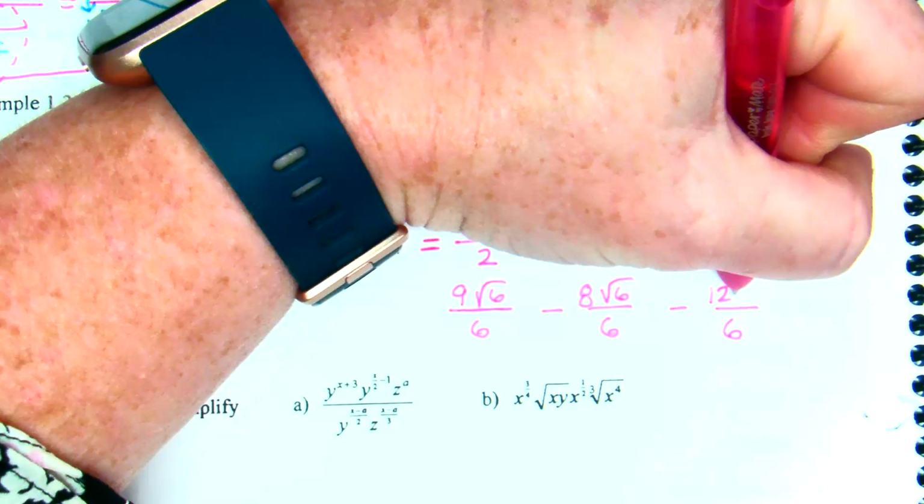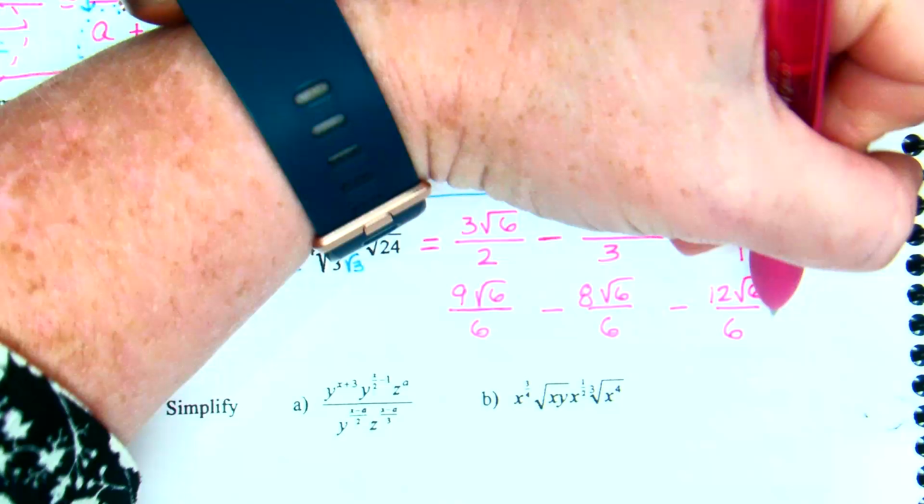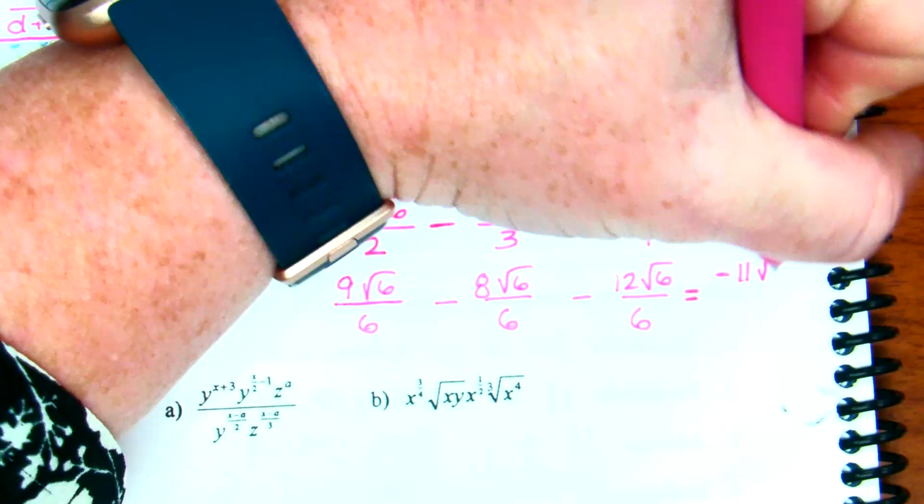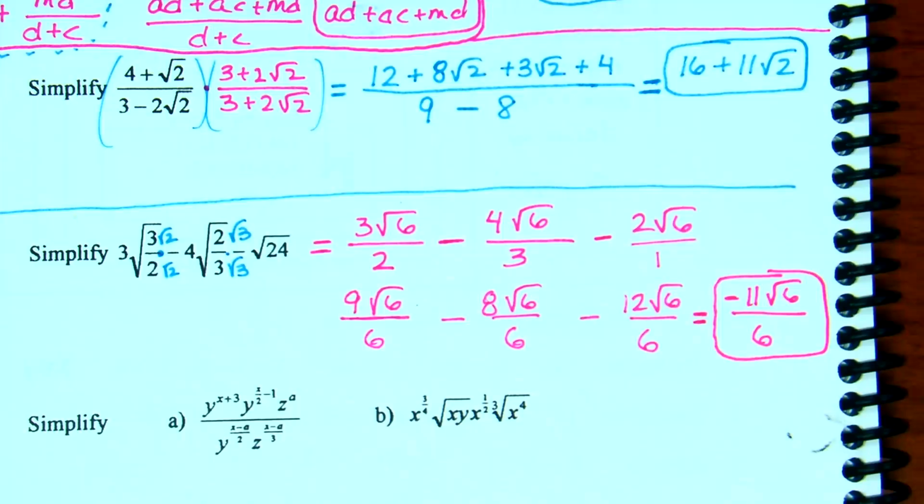Okay, almost there. 9/6 minus 8/6 minus 12/6. Yeah. 9 minus 8 is 1. 1 minus 12, negative 11. So I've got negative 11. Square root of 6 stays along, denominator of 6 stays along. So that cleans up to be negative 11 square root of 6 all over 6. Or if you prefer, you could call it negative 11 sixths square root of 6.